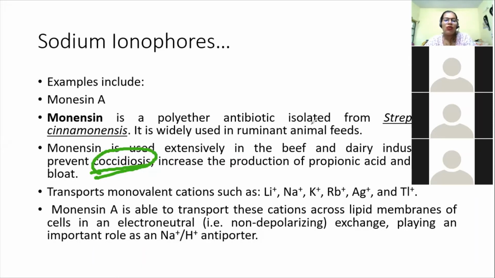Now, it transports monovalent cations such as lithium, Na+, K+. When we talked about calcimycin and ionomycin, it was all about divalent cations, whereas in this case it is monovalent cations. Monensin A is able to transport these cations across the lipid membranes of cells in an electroneutral exchange, playing an important role as a Na+/H+ antiporter.